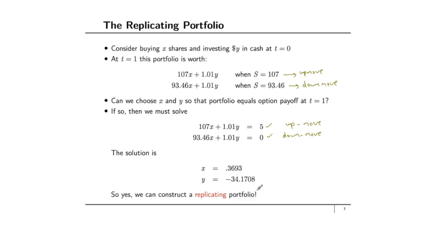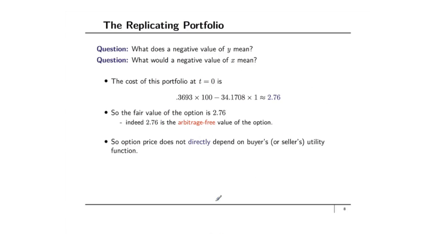And we've chosen the quantities X and Y in such a way that the value of this portfolio at time t equals 1 is exactly equal to the payoff of the option at t equals 1. So we have succeeded in replicating the portfolio. Okay, what does a negative value of y mean?